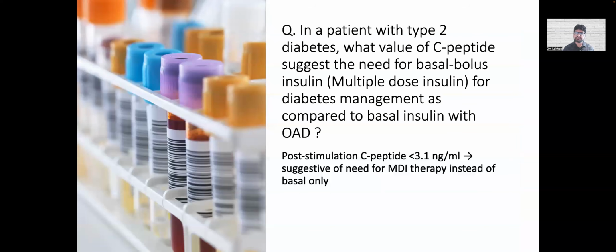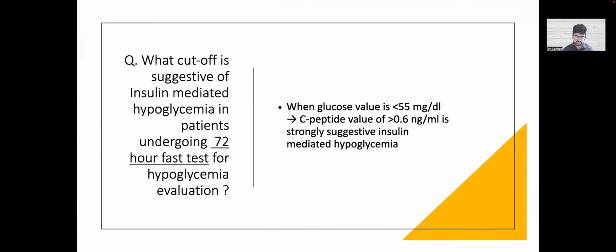Okay, so now there is one more thing. If the patient is having type 2 for sure, but you want to convince your patient that the patient needs insulin, or the patient has long-standing diabetes and requires multiple doses of insulin, one useful test is a post-stimulated or a random C-peptide value. I told you how to interpret random C-peptide. So if you have a post-stimulation or a random C-peptide value less than 3 nanogram per ml, even though the patient may have type 2 diabetes, the patient is very likely to need multiple doses of insulin therapy instead of basal alone, right? So such patients, you should consider MDI therapy in your practice, right?